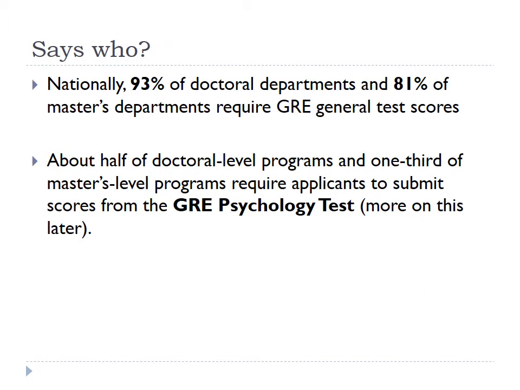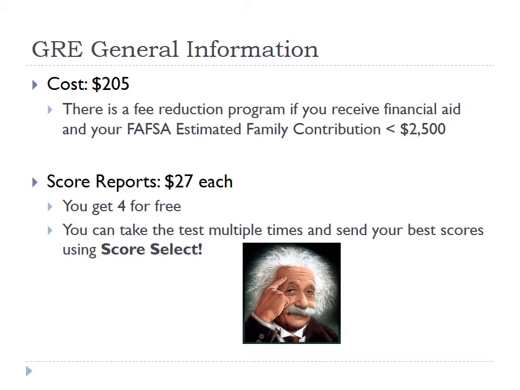Which means you can send just one set of scores that you choose. So if you've taken it 3 times, the second time was your best scores, you can choose to just show them your second administration. They won't see any of the others. But you have to send them the whole administration, right? So if the first time I do really well on math, and the second time I do really well on verbal, I can't pick and choose which subtest I'm going to send. I have to send the whole administration if I use the score select, all right? Okay.